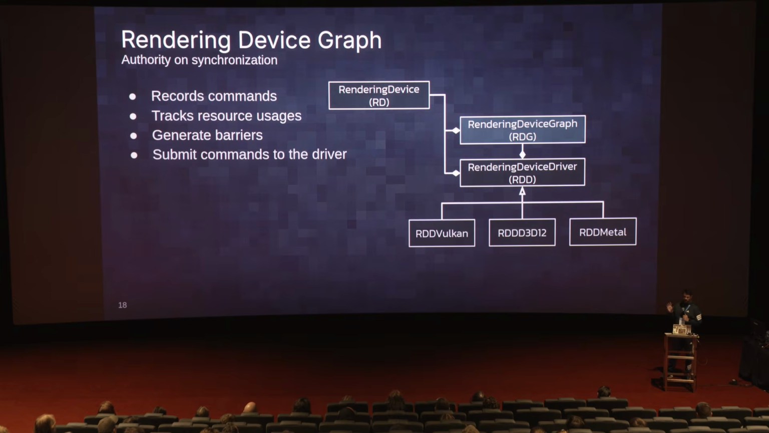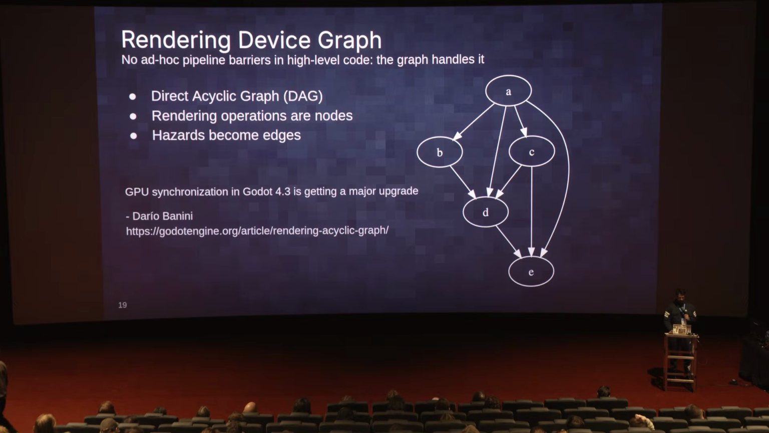And I don't need to issue them myself. The barriers are generated by the RenderingDevice graph. That's why I like this class. So how does it work? It works by creating a data structure which is a directed acyclic graph, which is basically a bunch of nodes, and all the nodes represent a GPU operation. GPU operations like pushing data onto a buffer in the GPU, or doing a render pass, or doing a compute pass. And the edges among the nodes are resource usages.